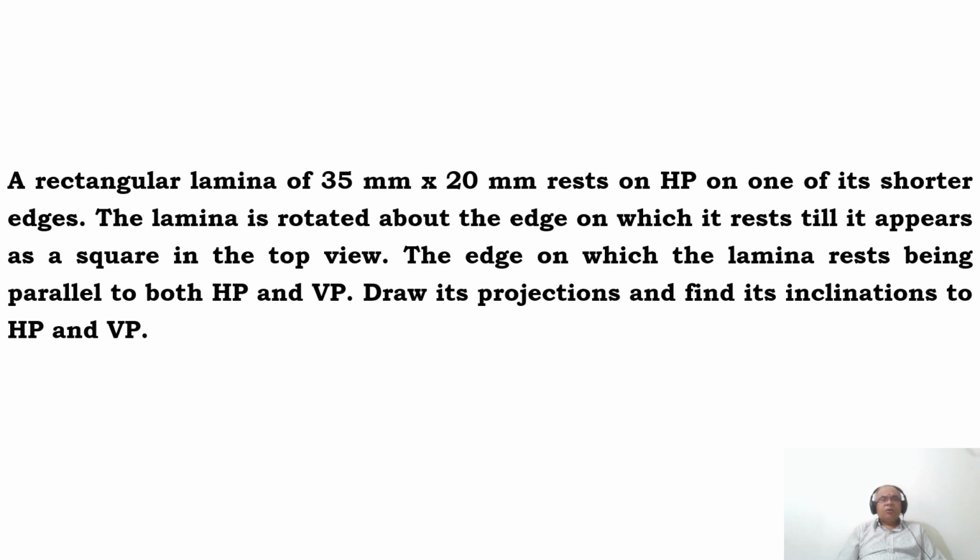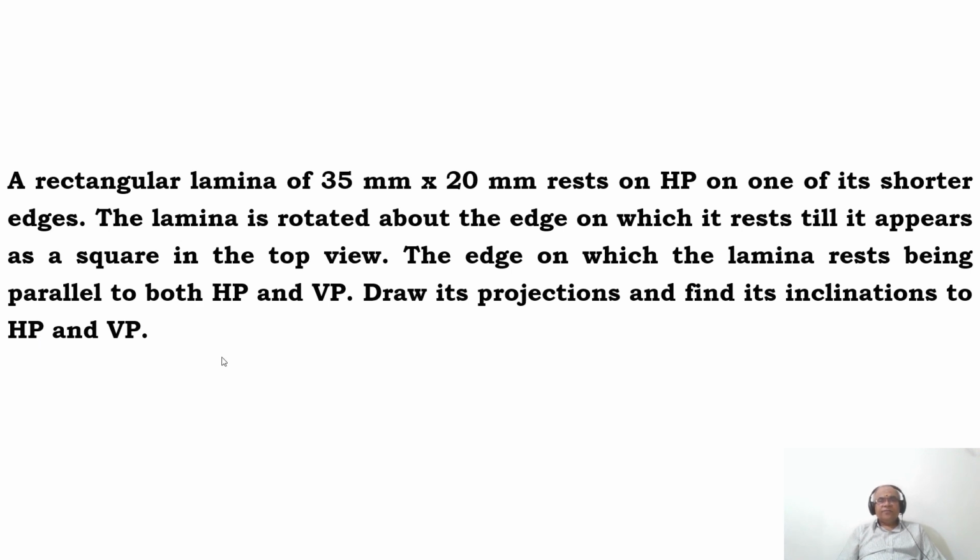A rectangular lamina of 35 mm by 20 mm rests on one of its shorter edges. The lamina is rotated about the edge on which it rests till it appears as a square in the top view. The edge on which the lamina rests being parallel to both HP and VP. Draw the projections and find its inclination to HP and VP.